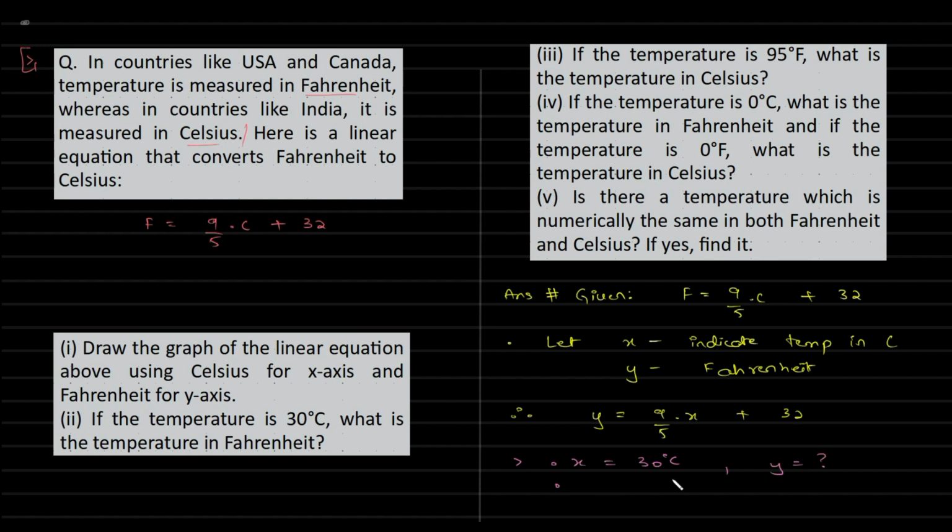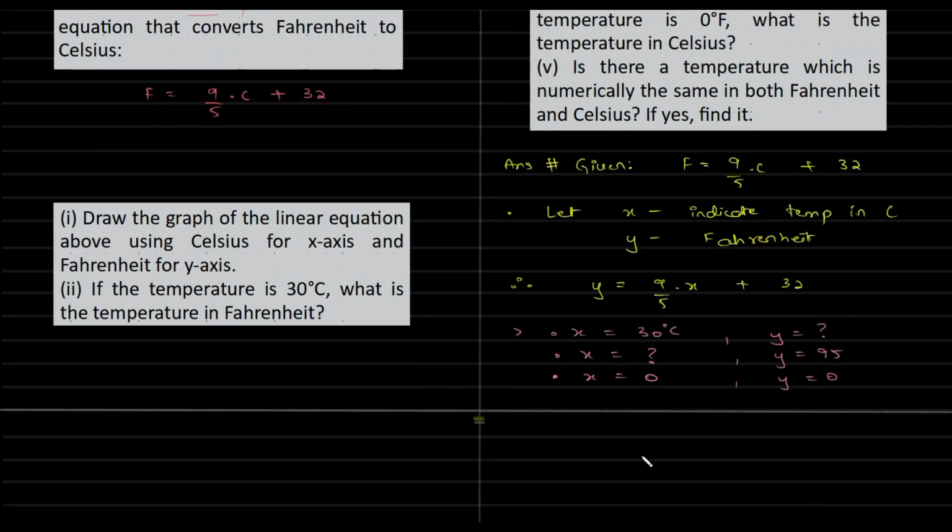Then, if this is 95, the second question, x is equal to what? And if the temperature is 0, how much will this be? And also, I don't have space, I'll continue here. And when y is equal to 0, is there a temperature which is numerically the same in both?